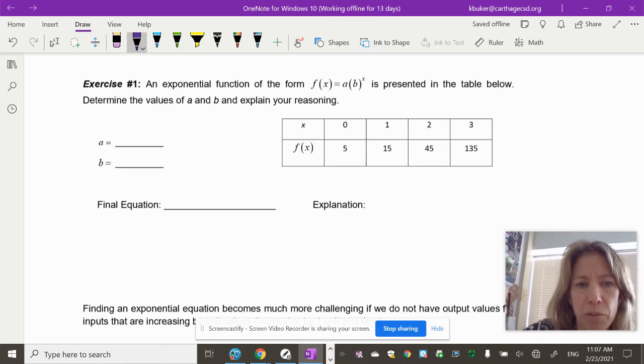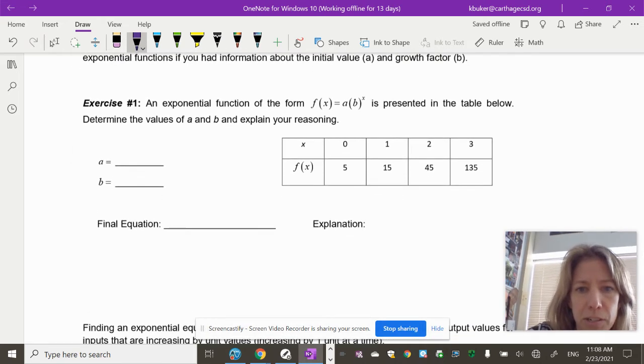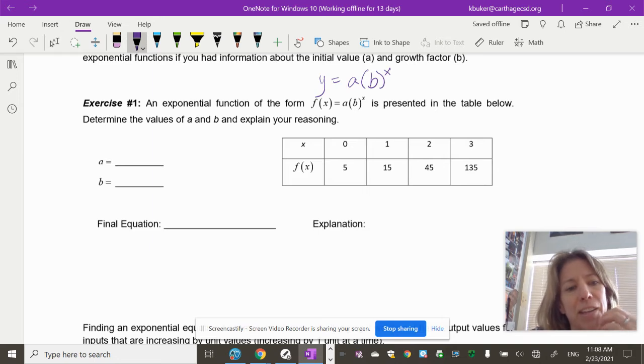exercise 1 gives us the general form. Okay, this is in function notation. That's the same thing as y equals a times b to the x. And before break, we were talking about the a value and the b value. And if you pause the video, maybe you can do this on your own, hopefully. So hopefully you've paused the video and you did this on your own.